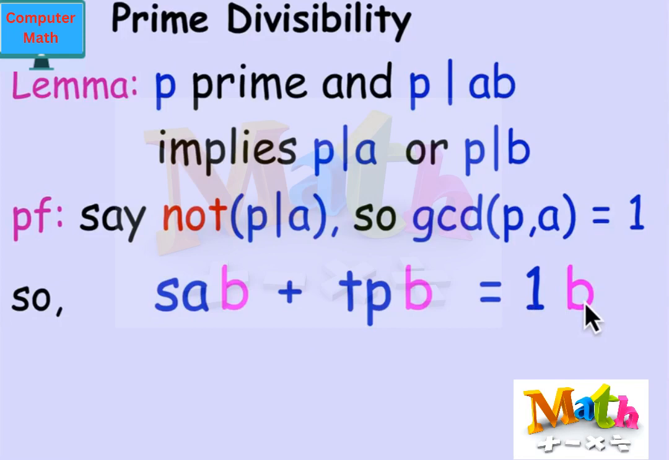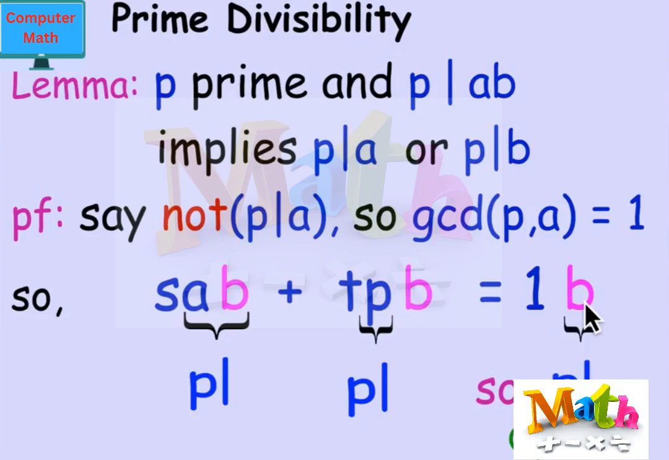But look at what we have now. The first term on the left is something times AB, and P divides AB. So that first term is divisible by P. The second term explicitly has a P in it, so it's certainly divisible by P. So the left-hand side is a linear combination of multiples of P, and therefore itself a multiple of P, which means the right-hand side is a multiple of P, and the right-hand side is B. So sure enough, P divides B. We're done. A very elegant little proof that follows immediately from the fact that you can express the GCD of two numbers as a linear combination of those numbers.